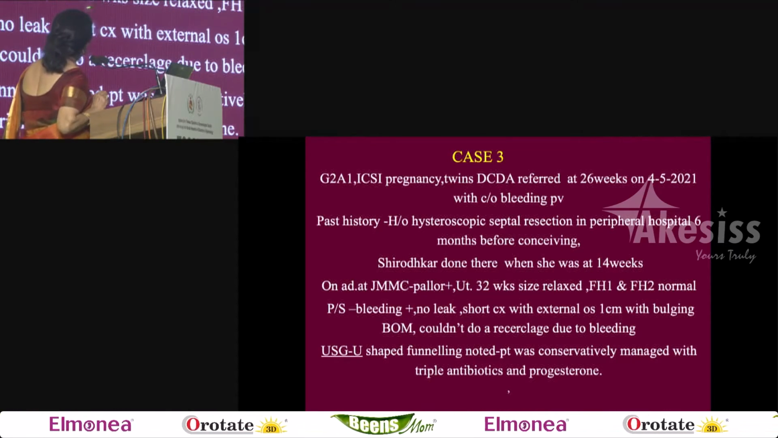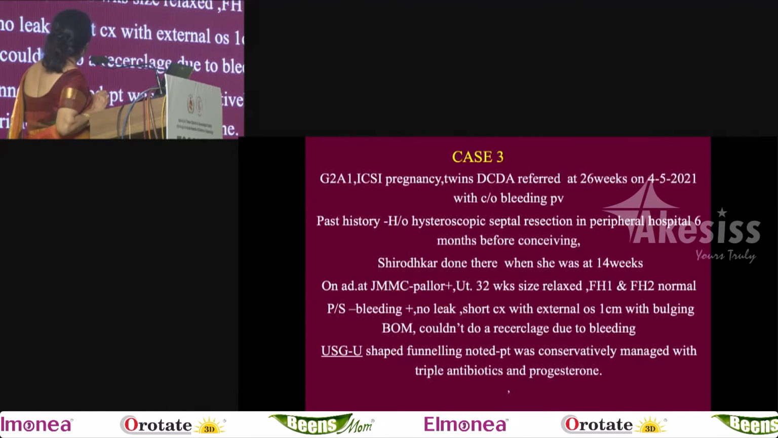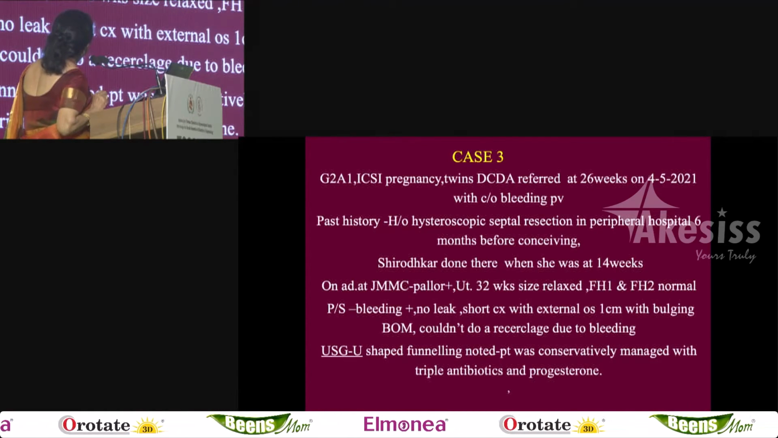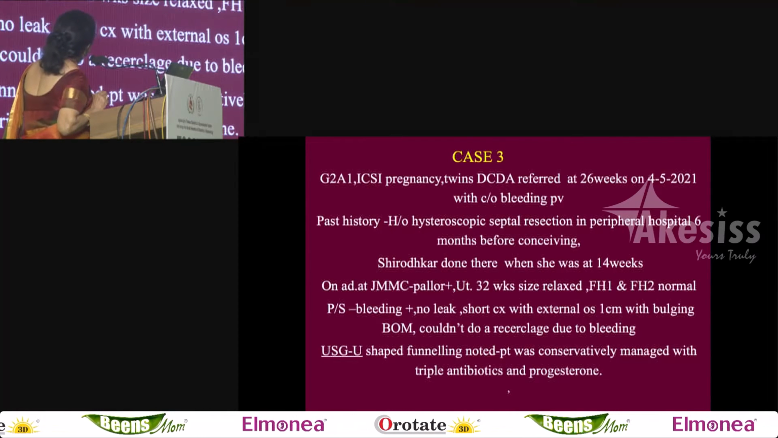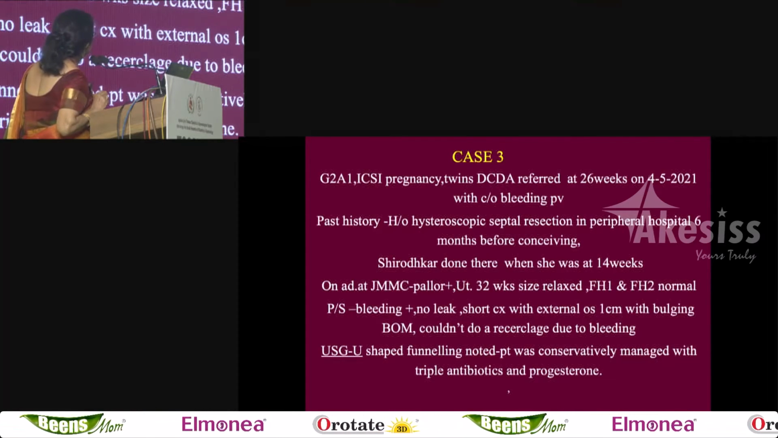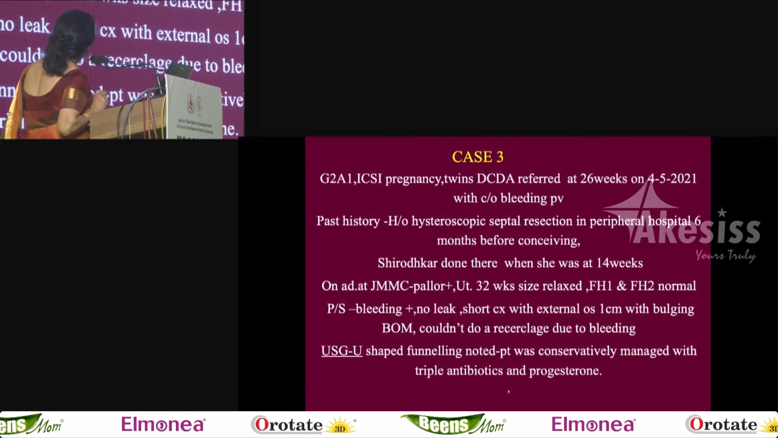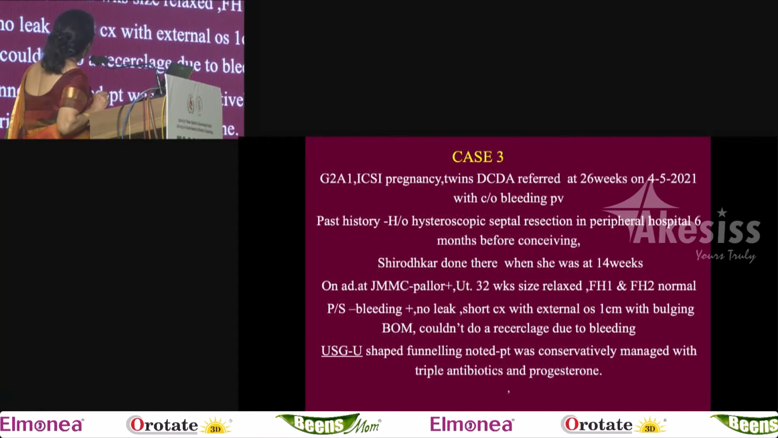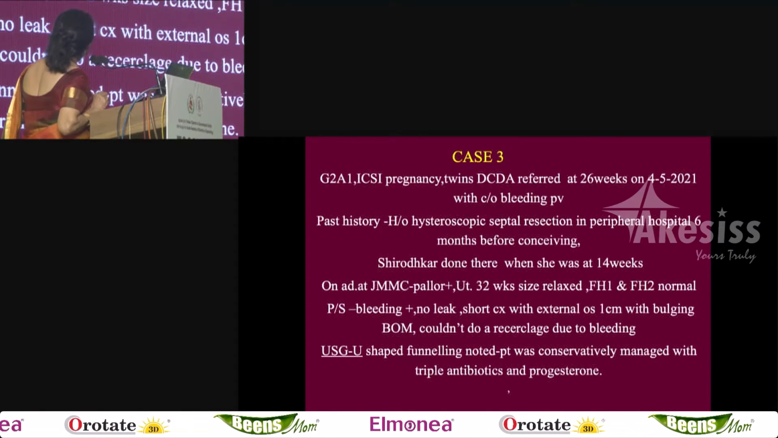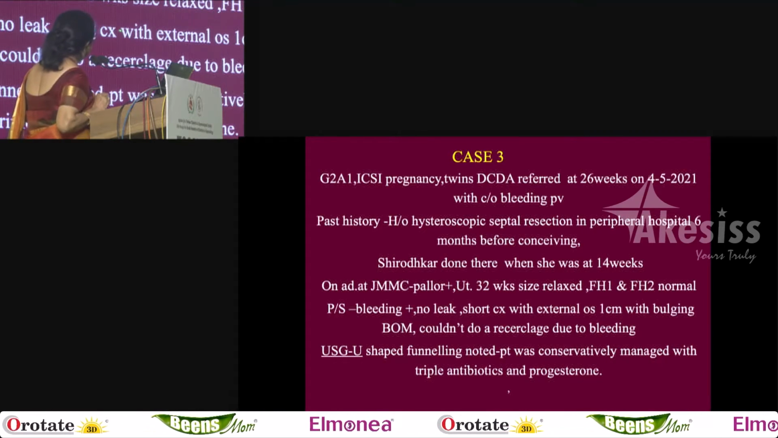She was admitted at 32 weeks just for a safe confinement, because at 26 weeks they noticed that she was bleeding. And remember, at 26 weeks they referred the case only for a neonatology setup, okay? The uterine size at 26 weeks, because of the DCDA twins, was 32 weeks. F1 and F2 were normal. Bleeding was there, there was no leak. It was a short cervix.